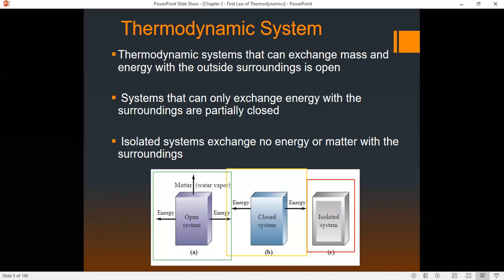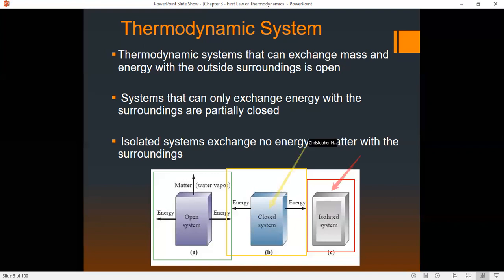In the case of an isolated system, that's not going to be really of much use to us, okay? That's good for storing cold liquids for a long time. It's good for storing hot liquids for a long period of time. But in terms of a thermodynamic system where we can get work out of it, it's not going to be able to do anything.